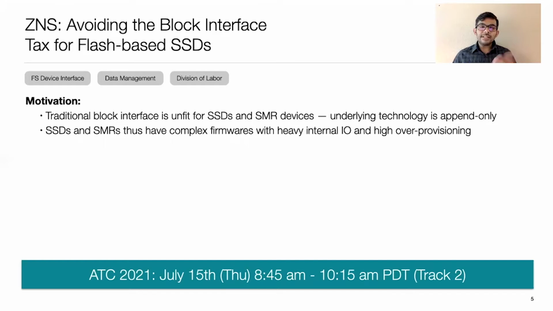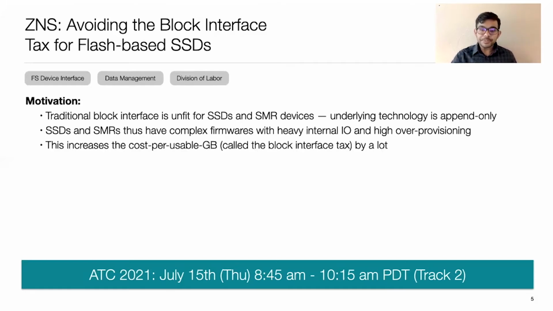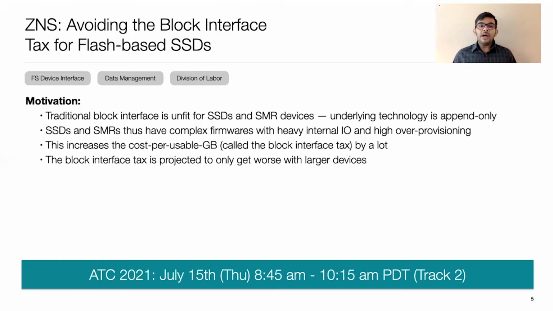This results in these SMR and SSDs having very complex frameworks that have to do a lot of internal I/O and have a high degree of over-provisioning, which makes those devices costly in order to achieve performance and yet be a drop-in replacement for random write-friendly devices such as traditional hard drives. This increases the cost per usable gigabyte, which is called the block interface tax by these authors. And this block interface tax is only projected to get worse as the devices increase with performance and speed going ahead.